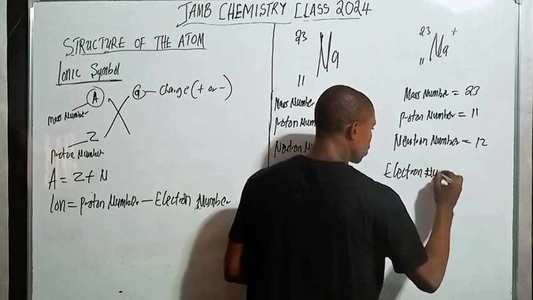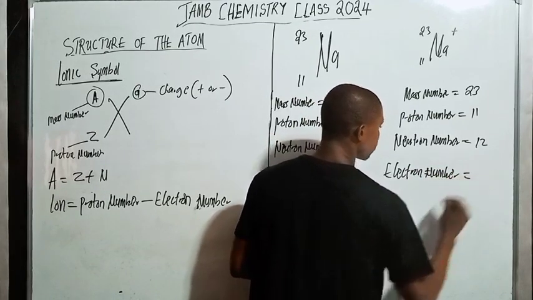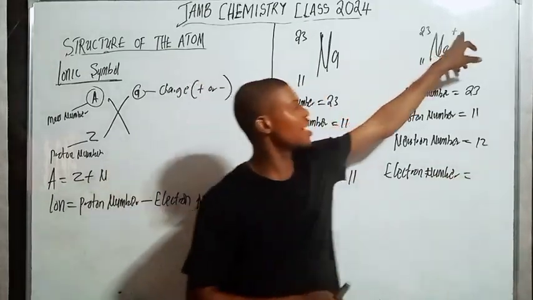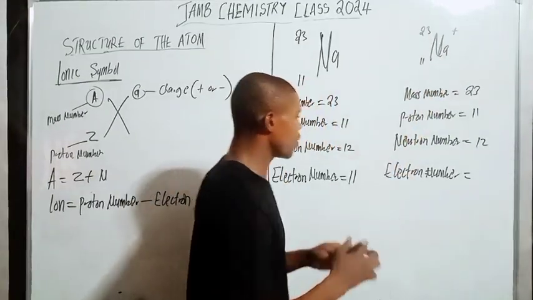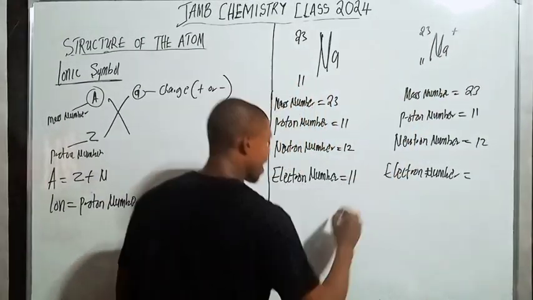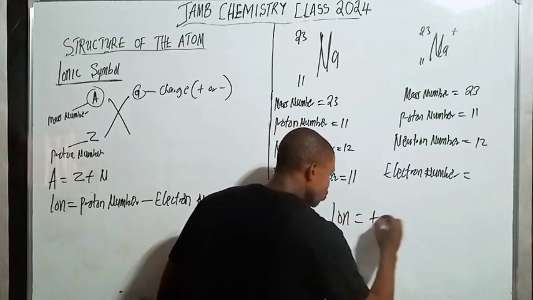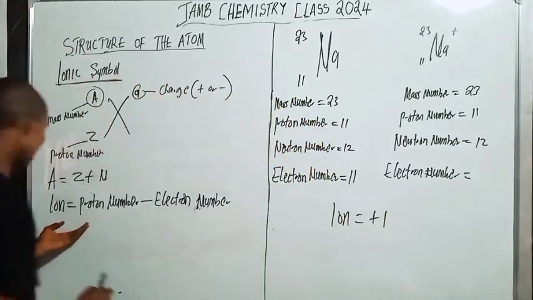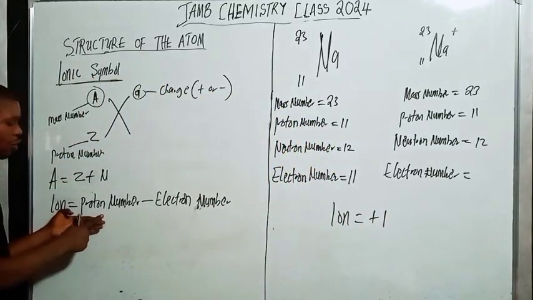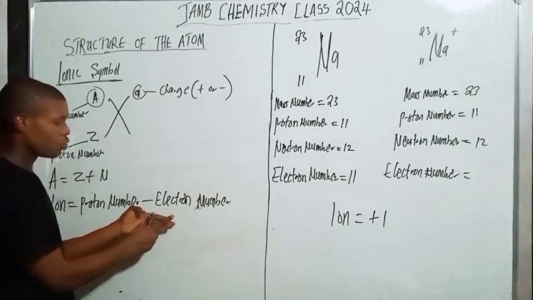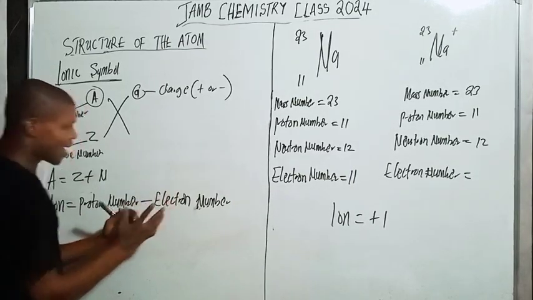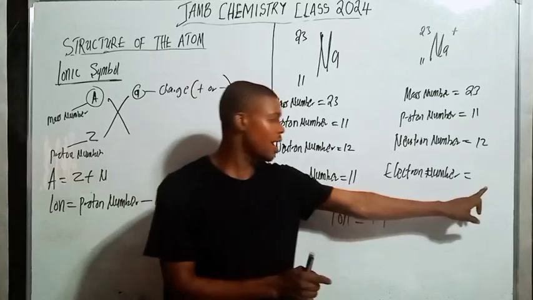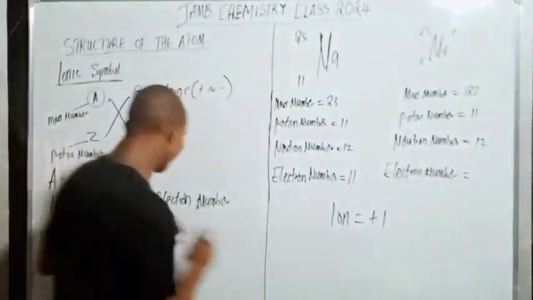But here, the electron number is not the same as the proton number. Why? Because there's a positive charge here. My ion is +1. So I tell you that ion is proton number minus electron number, right? Please take note of this formula.